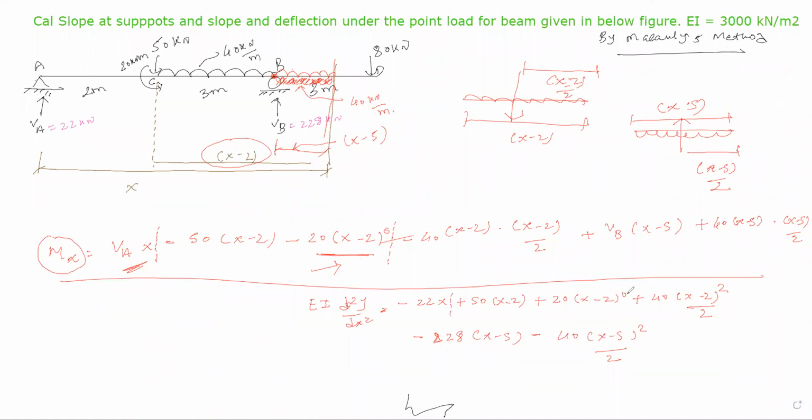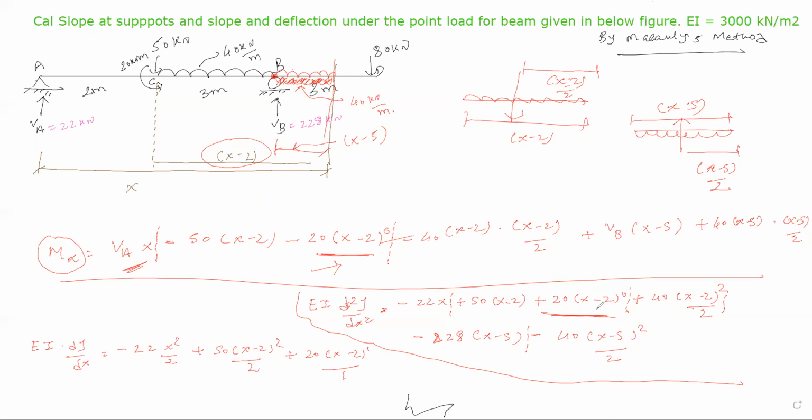This is your first dotted line, this is your second dotted line, and this is your third dotted line in your form. So first of all, integrate this equation with respect to x. We will get EI into dy by dx, that is equal to minus 22 x square divided by 2, plus 15 into (x minus 2) square divided by 2, plus 20 into (x minus 2) raised to 1 divided by 1.